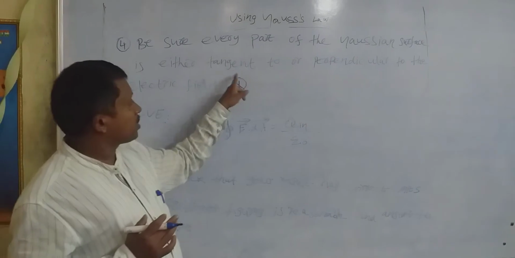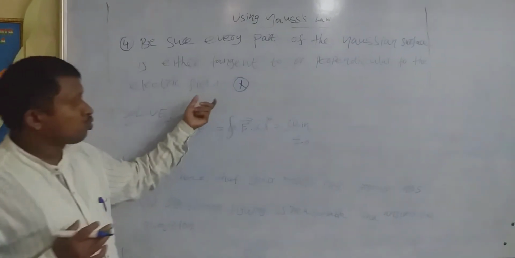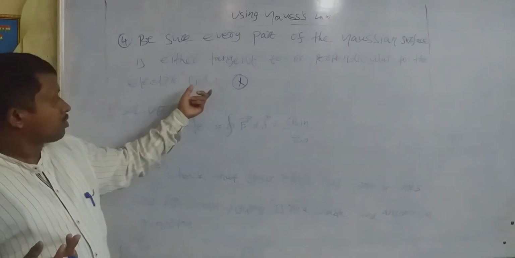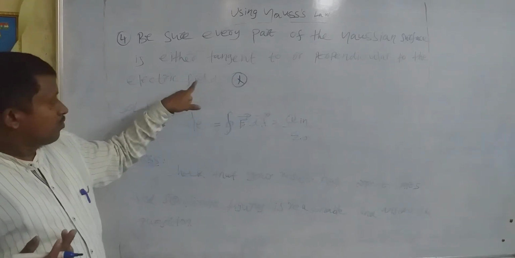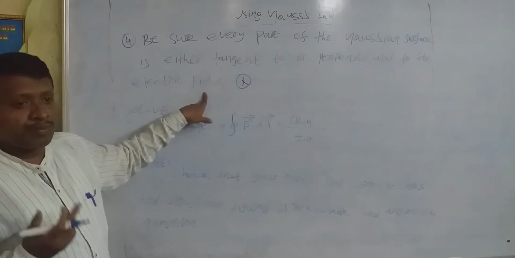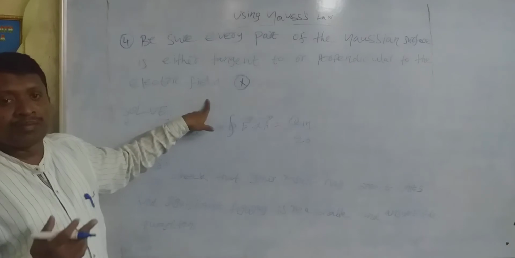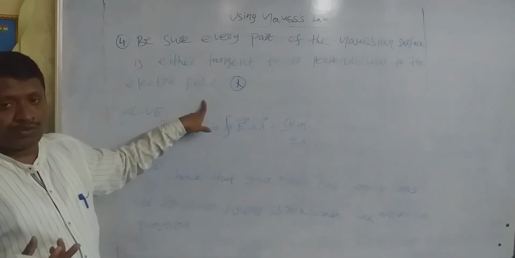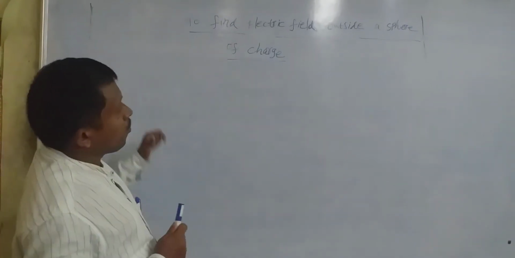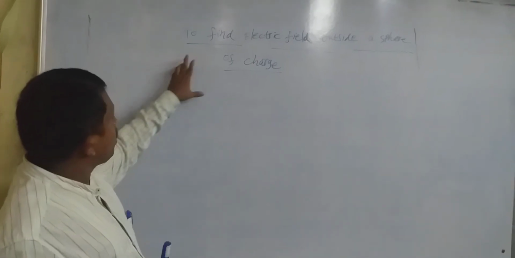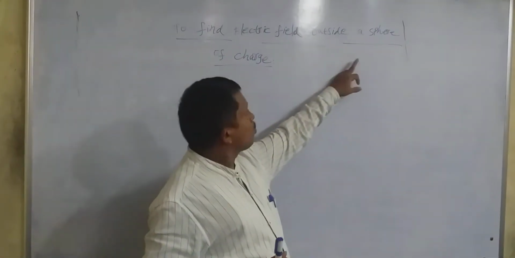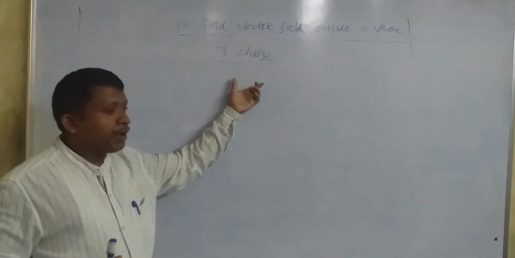We have to check that the electric field is tangent and perpendicular to the surface area. That's an important point. Within this point only we have to solve the problem. Then we will see some important numerical problems. Now we have to find the electric field outside a sphere of charge by using Gauss's law.